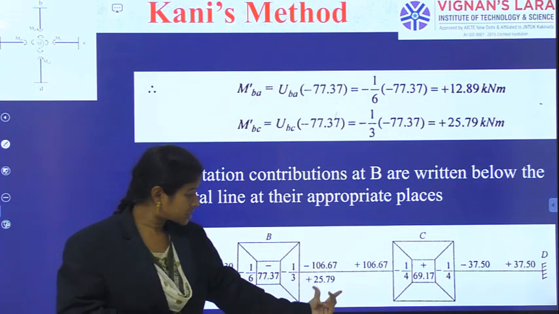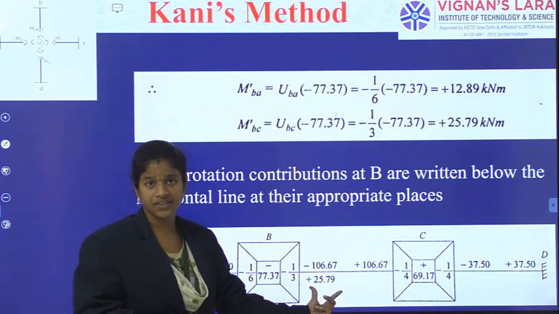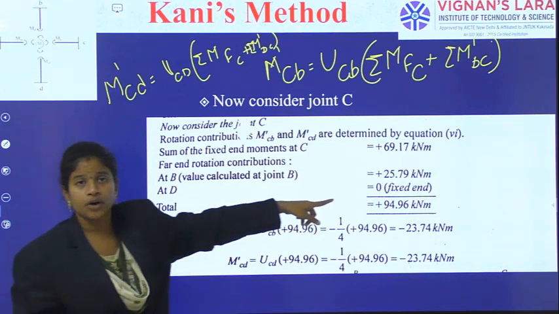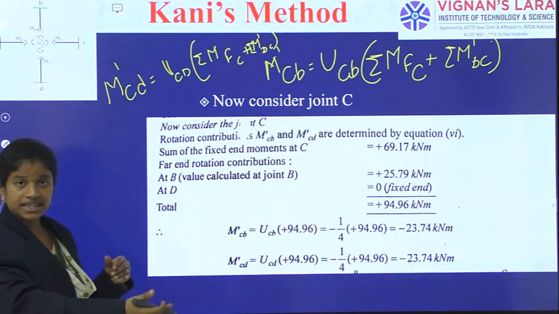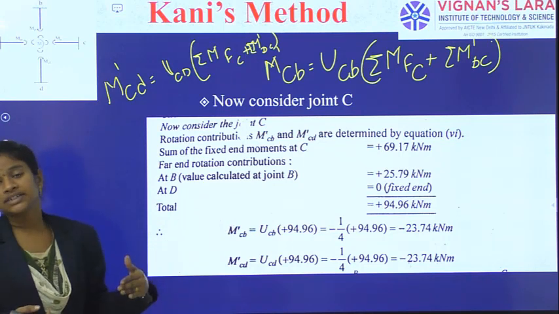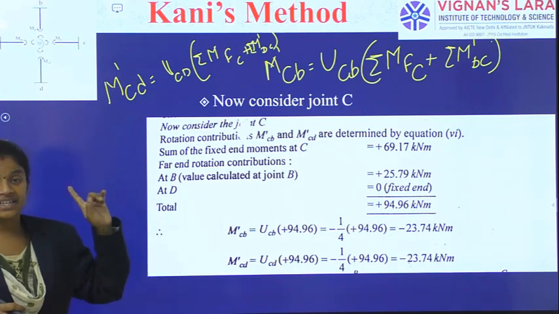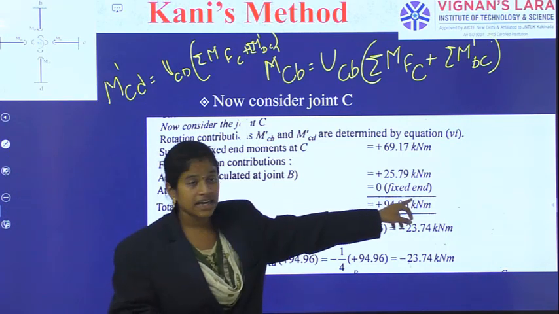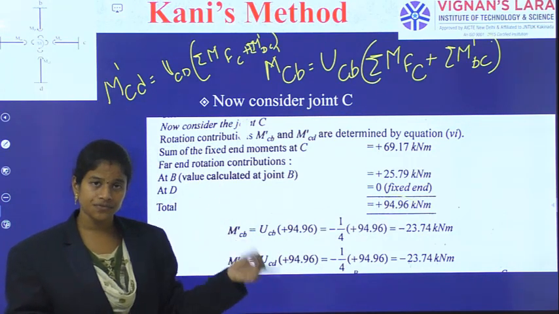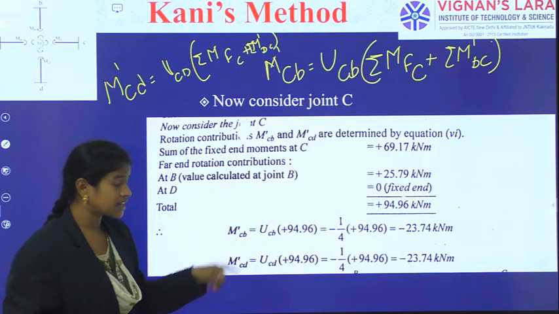At B towards C I have got plus 25.79. That value I should have to write here, plus 25.79. And then at C towards B, still at D towards C, as it is a fixed end, there is no rotation contribution from D towards C. Okay, so that is 0.